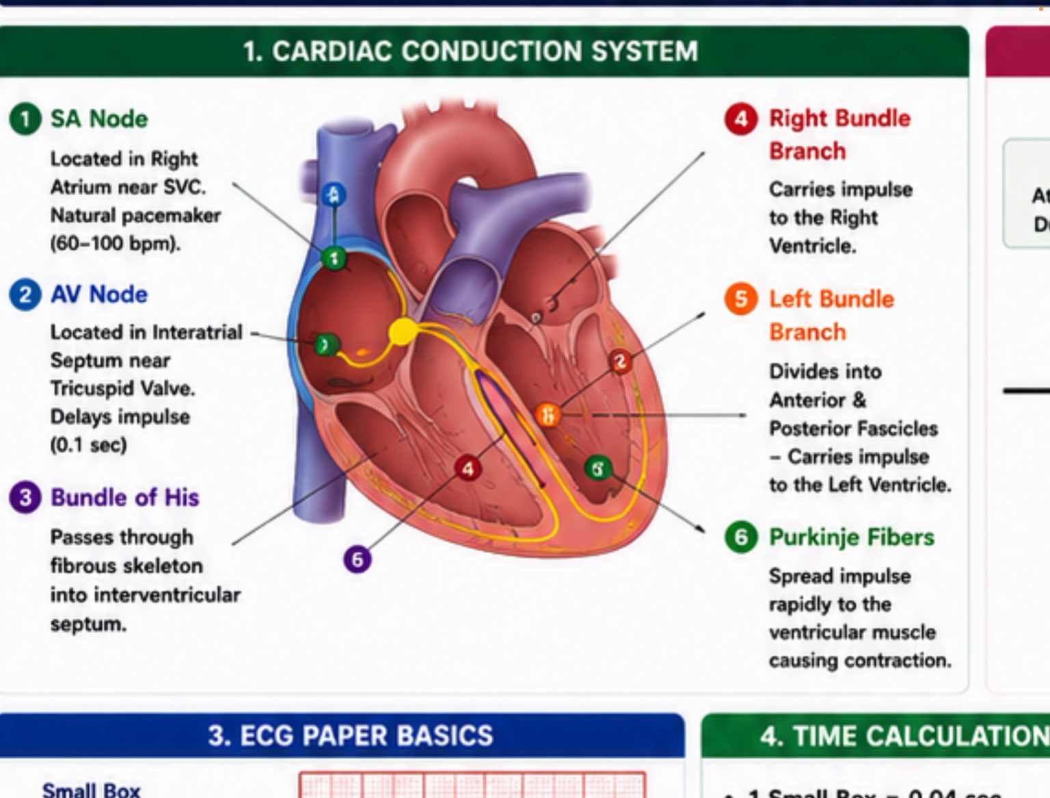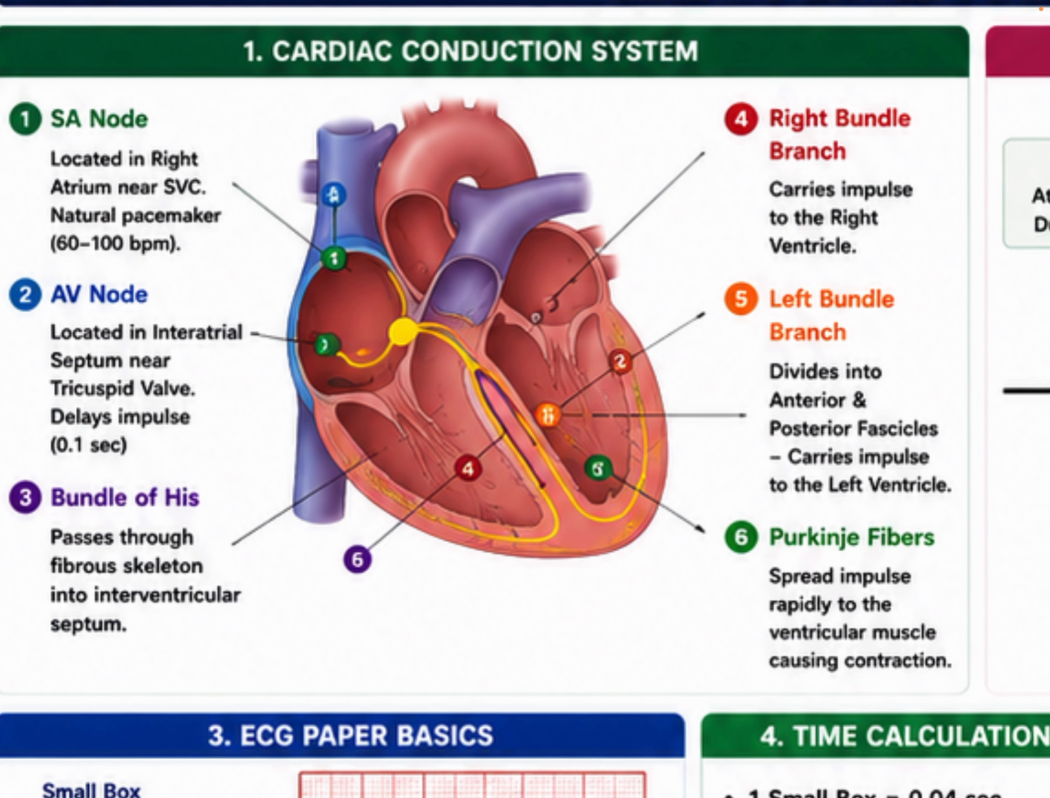Now come to the AV node, located near the tricuspid valve. Its job is to slow down the impulse. Why? To allow the ventricles enough time to fill with blood. This physiological delay is represented by the PR interval. Now come to the bundle of His. After the AV node, the impulse enters the bundle of His, right and left bundle branches. The left bundle branch further divides into fascicles.